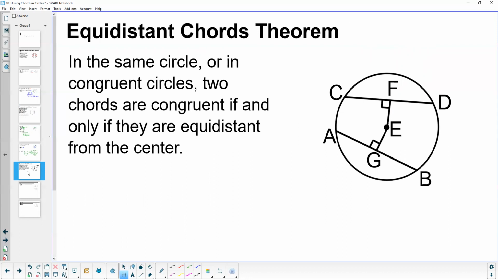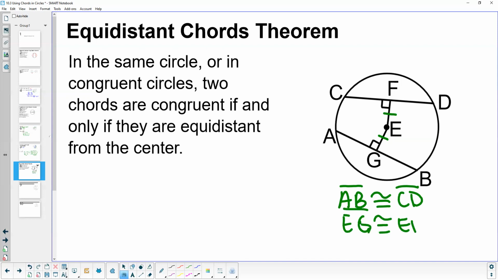So to determine if a chord is equidistant from the center, we have to go from the center of the circle and draw a line that's perpendicular to our chord. That's going to be our shortest distance. If those two lines are congruent, then our two chords, AB and CD, are congruent. But that's only if EG is congruent to EF. If they're not both equidistant, if one is further away than the other at that perpendicular line, then they're not congruent.